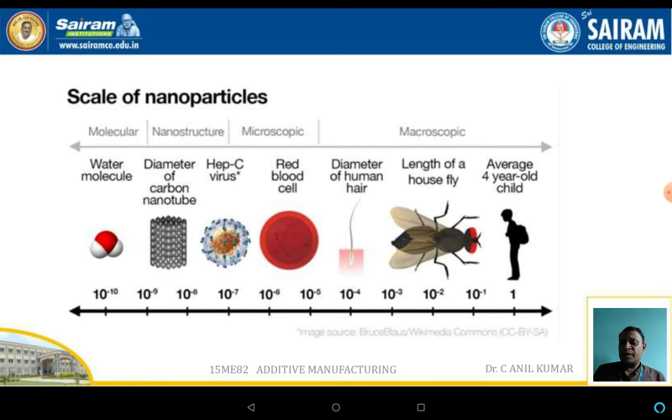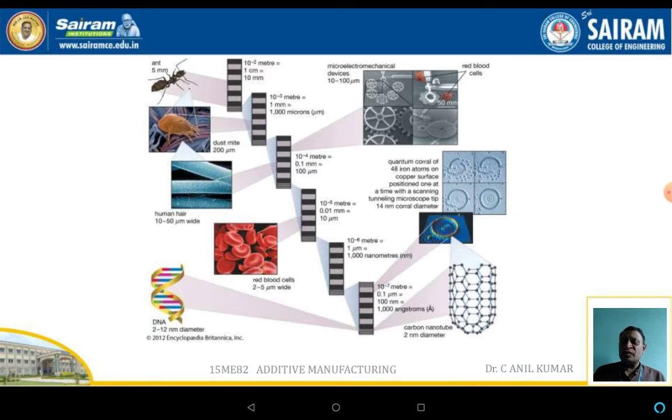See, if you start comparing all these, the size starts decreasing from 1 meter to 10 to the power of minus 10. Now what we are discussing is with respect to the nanostructure, or it may be the nanomaterial, which is in the range of 10 to the power of minus 9. Even this also represents the same thing.